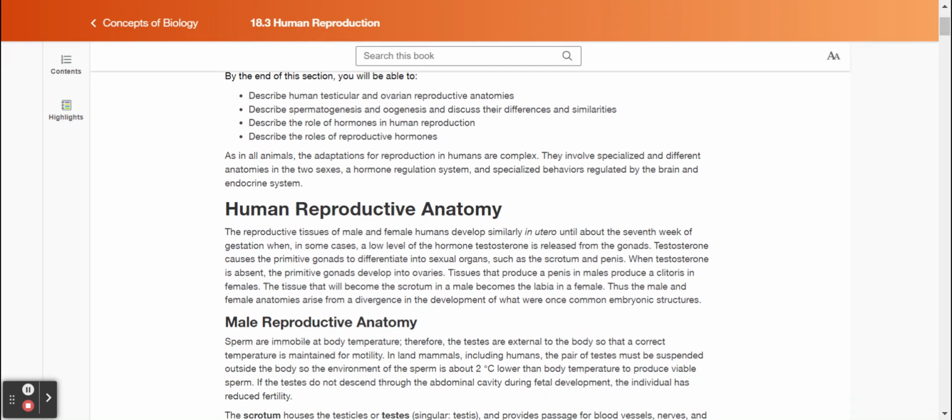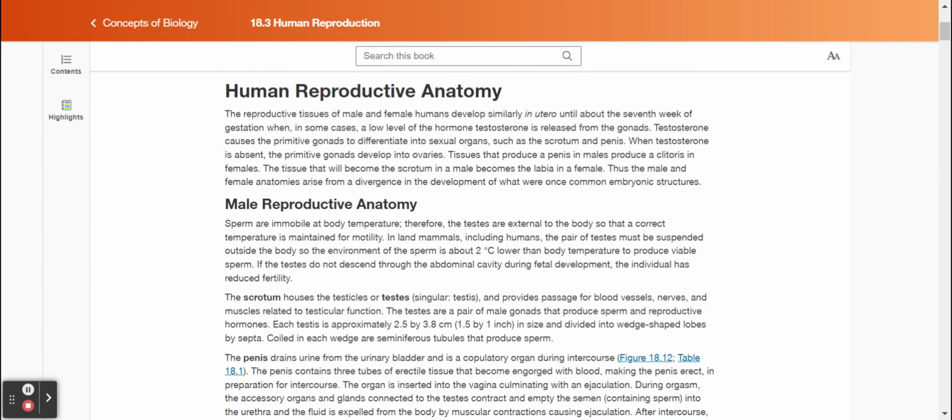As in all animals, the adaptations for reproduction in humans are complex. They involve specialized and different anatomies in the two sexes, a hormone regulation system, and specialized behaviors regulated by the brain and endocrine system.